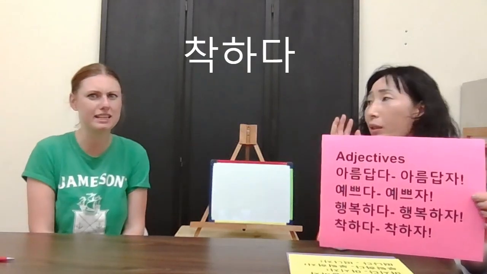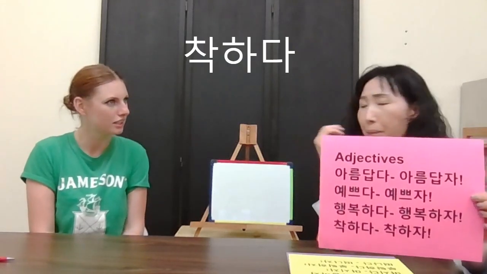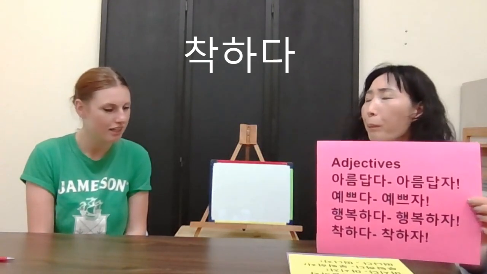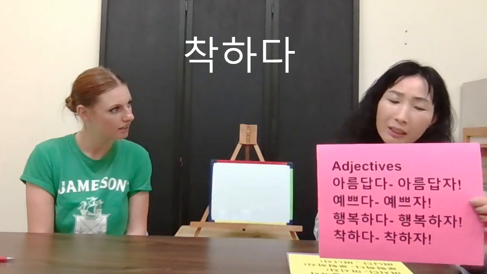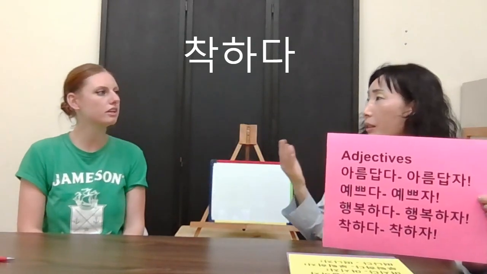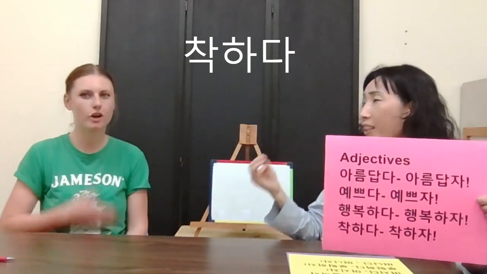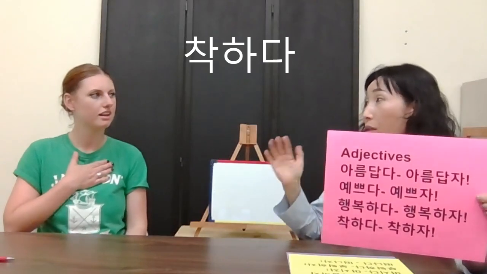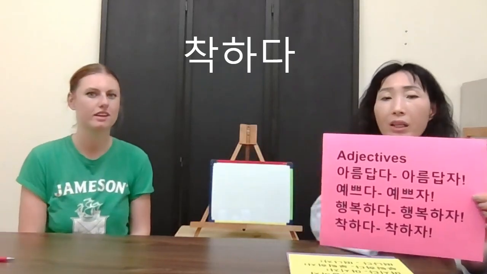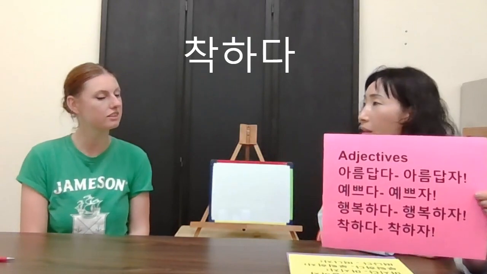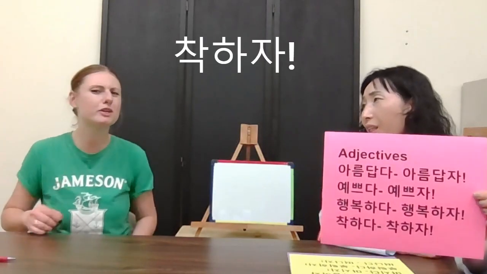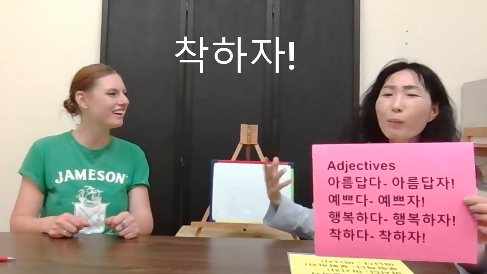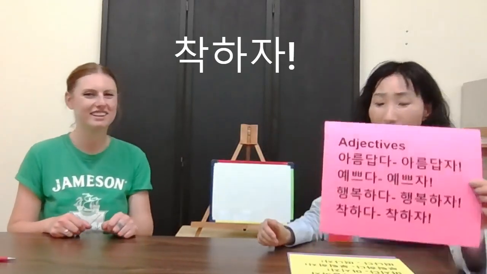How about 착하다? Is it tiny or small? No, that's 작다. When you go to Korea, people say all the time, 맥이 착해. Is that to be good? Yeah, like a good heart, less selfish. 착하다, 착하자. 우리 이제부터 착하자. Let's be good from now on. Simple. That's an adjective.